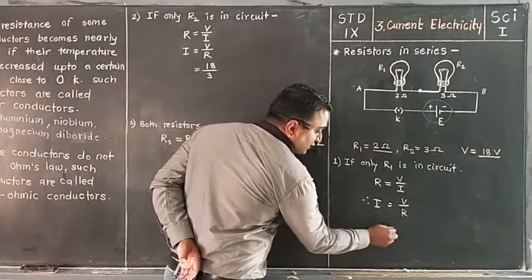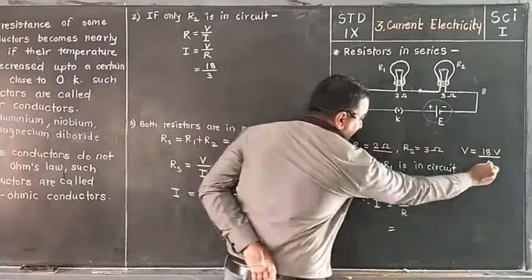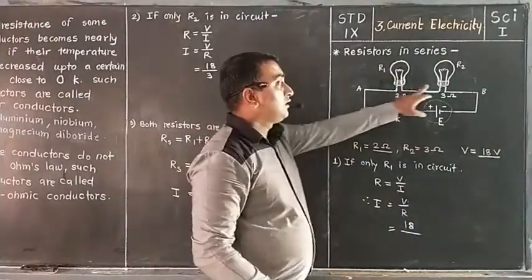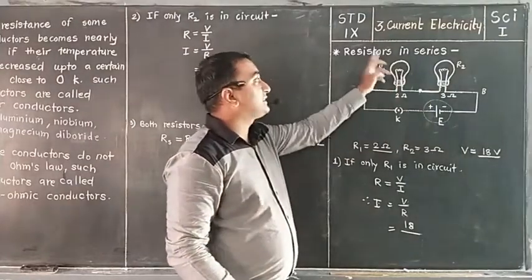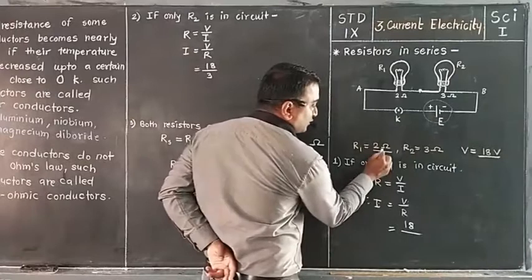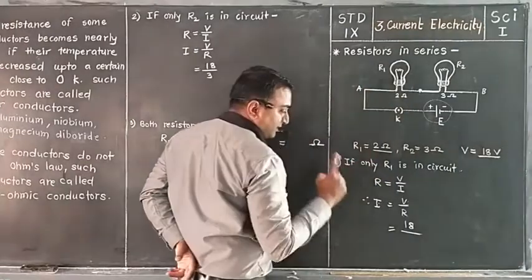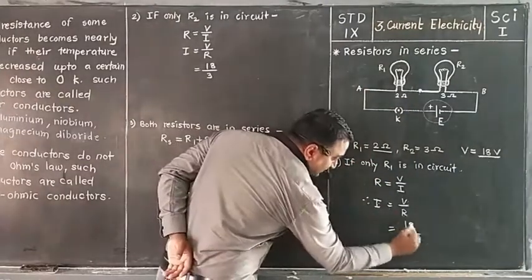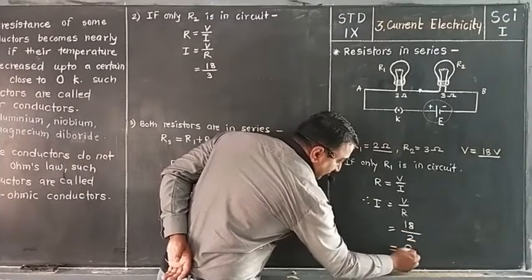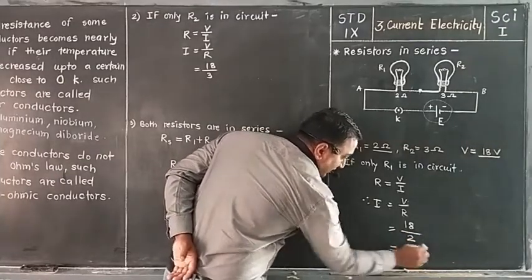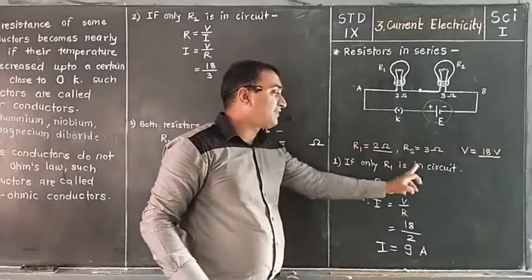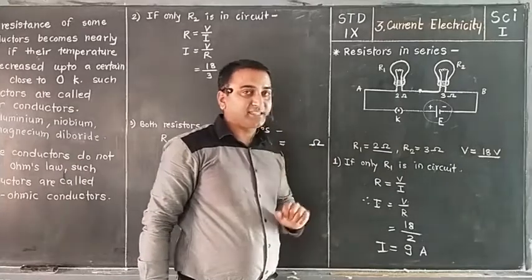So what is the potential difference applied here? It is 18 volt. And only one bulb, see, both bulbs are not connected in series. Only one bulb. That point we are discussing. And now 2 ohm, only one bulb is in the circuit, then the resistance of the circuit is 2, then definitely we are getting 9 ampere current when only the R1 resistor, one bulb, is in the circuit.